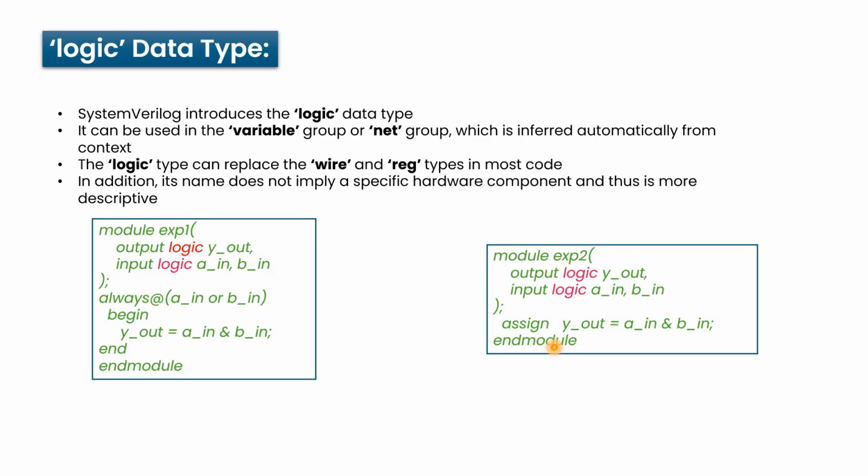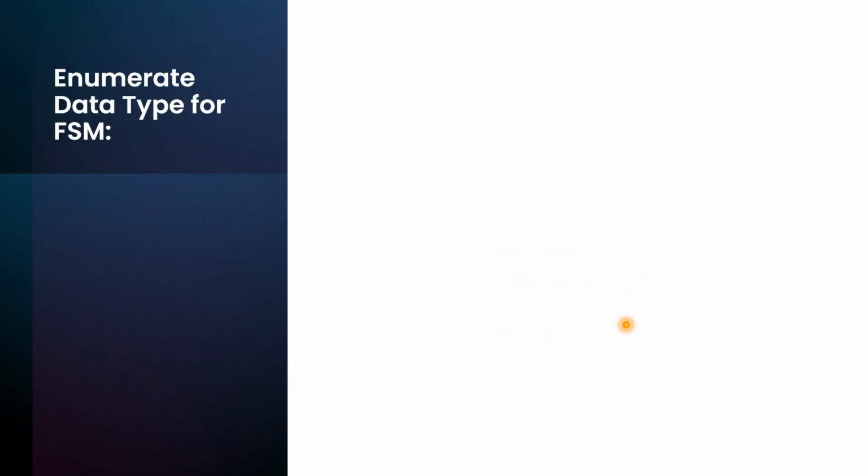Have a look at the same example. On the left hand side, module experiment 1, the AND gate realization uses the always block, and here y_out is declared as logic. On the right hand side, experiment 2, the realization of the AND gate is using continuous assignment, and y_out is again declared as logic. So there is no ambiguity remaining here, and we don't have to get confused with wire and reg data types.